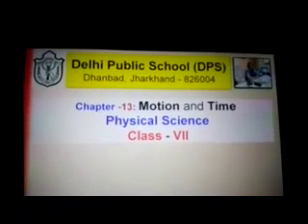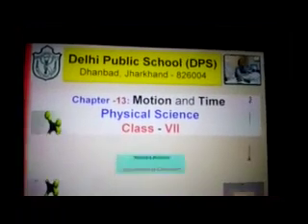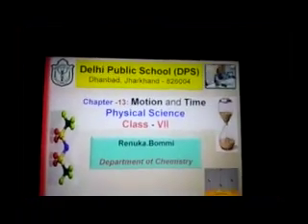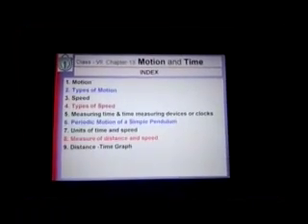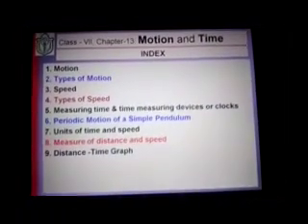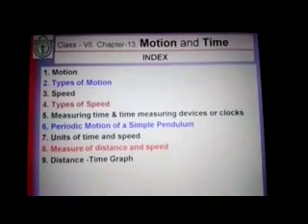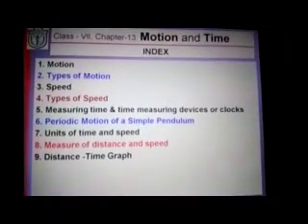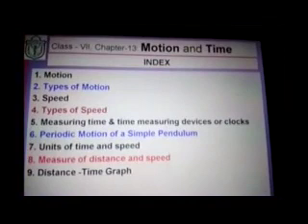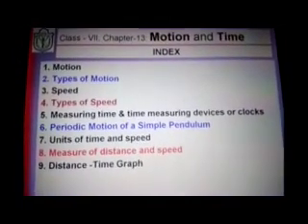We continue now. Class 7 Physical Science, Motion and Time. In this, we revise the meaning of motion, types of motion, types of speed and units of speed, measuring of time, time measuring devices or clocks, periodic motion of a simple pendulum, units of time and speed, measure of distance, speed and distance-time graph.